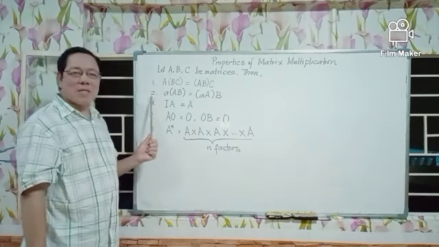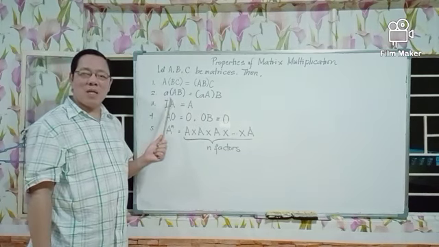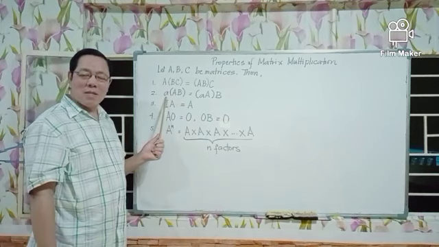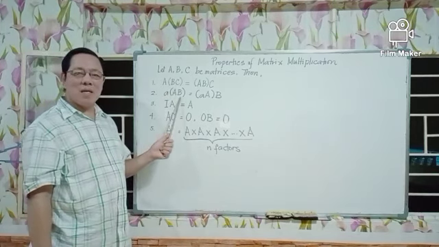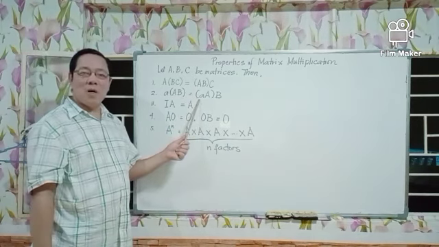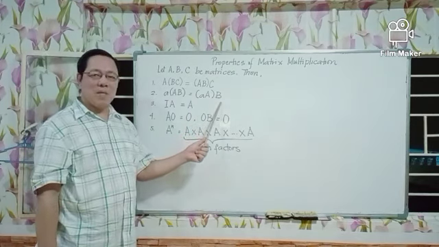The second property is a scalar multiplied by the product of matrices A and B. So the scalar a multiplied by the product of matrices A and B is the same as the product of the scalar multiple of a and matrix A, and matrix B.